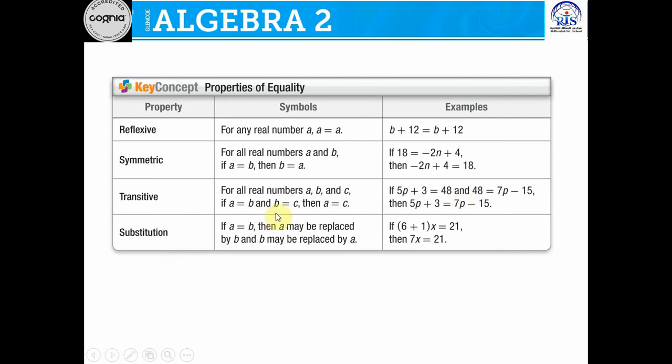Substitution: if a equals b, then a may be replaced by b and b may be replaced by a. From its name, substitution means to replace. If (6 plus 1) times x equals 21, now 6 plus 1 equals 7. I replace, or I write, the answer of 6 plus 1. 6 plus 1 is 7, times x: 7x equals 21. When I write the answer for these brackets, this means I make a substitution.